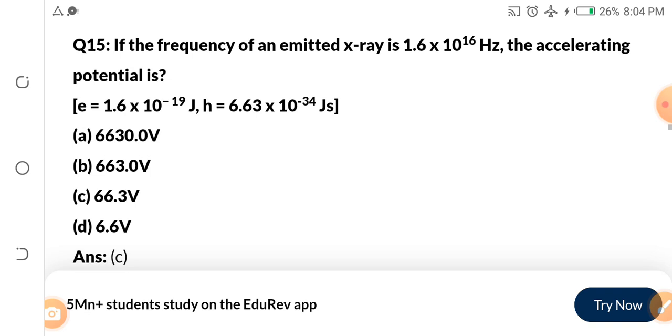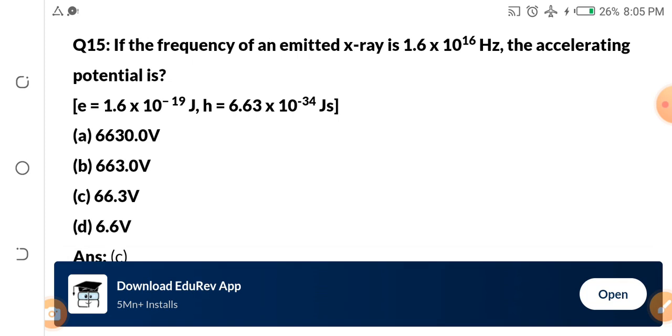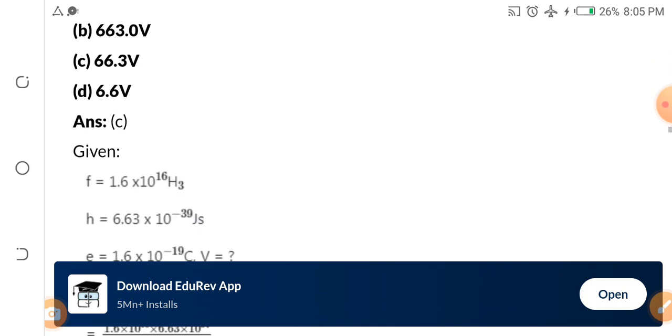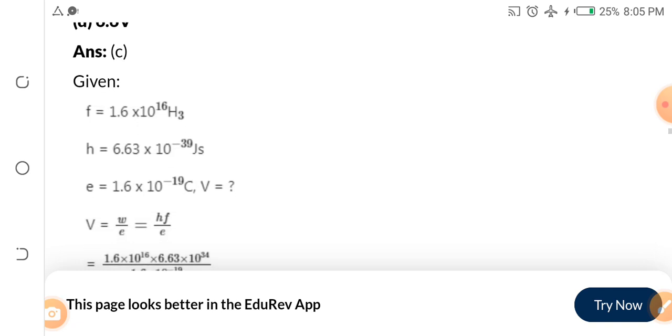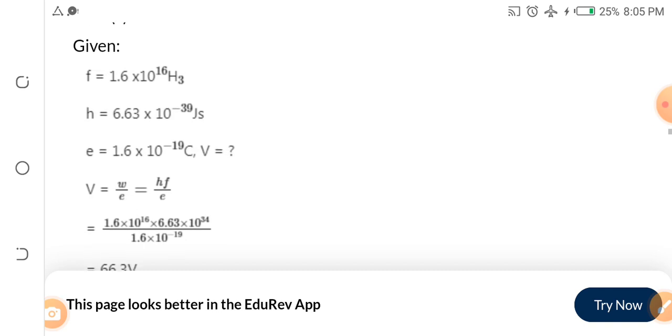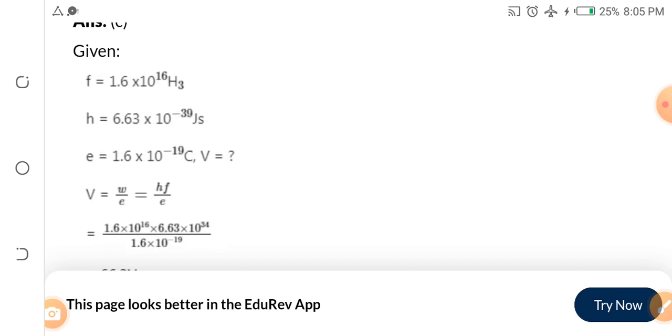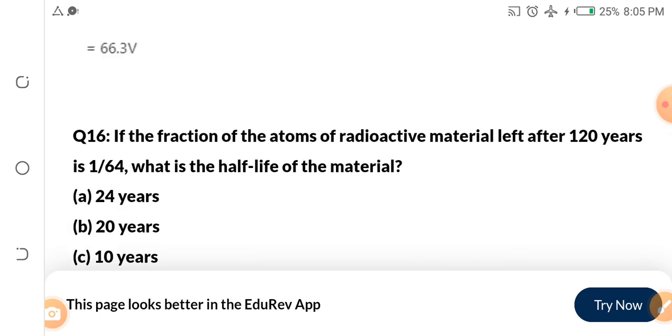If the frequency of an emitted X-ray is 1.6, I just need you to write these formulas and the questions down and revise on your book, right? If the frequency of an emitted X-ray is 1.6 times 10 power 16 Hertz, the accelerating potential is dash. See the formula: V equals W over E equals HF over E. Take your time and work it out.